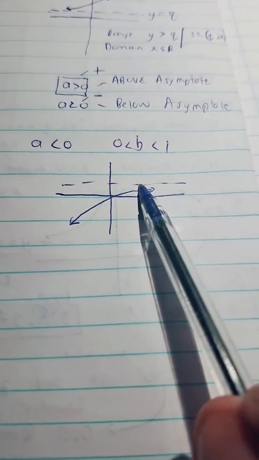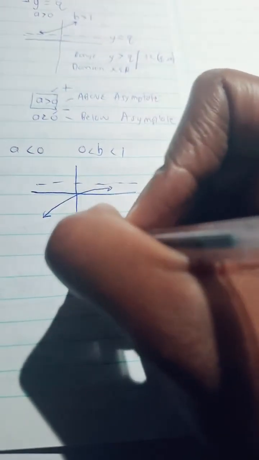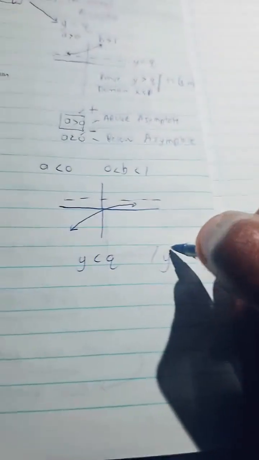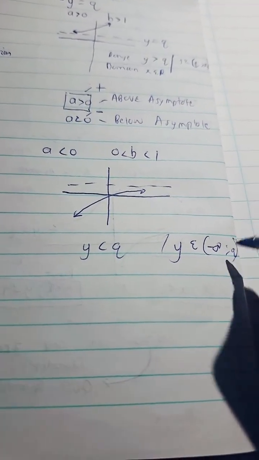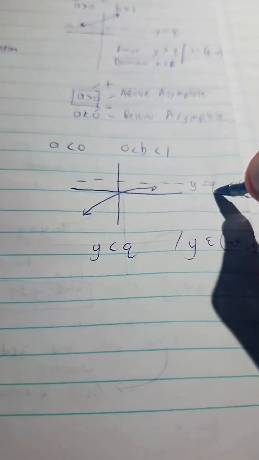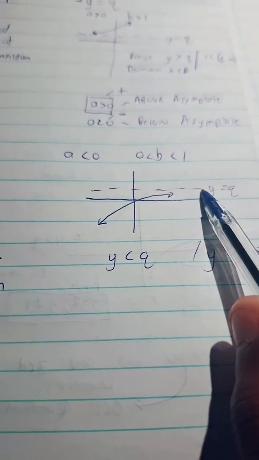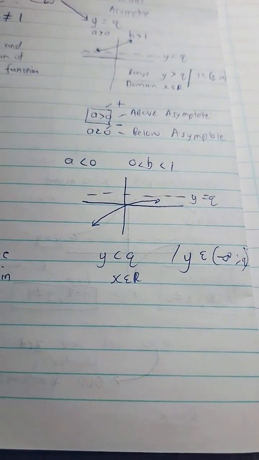Likewise here, the range is y less than q. Or if you don't want to write it like that, you can say y is an element of (negative infinity, q). But guys, you will know the specific q value, so don't write q. I know some people write q. No, you write the specific value that you have there. And then your domain is x is an element of real numbers. Not a problem.